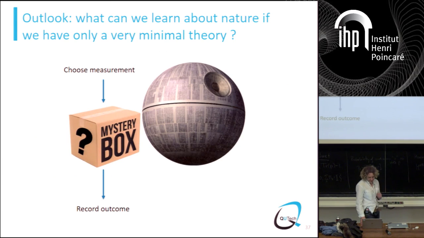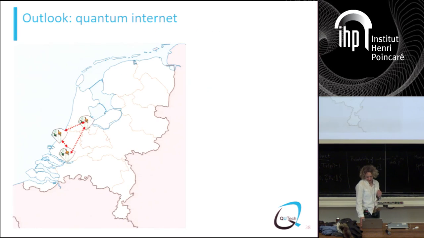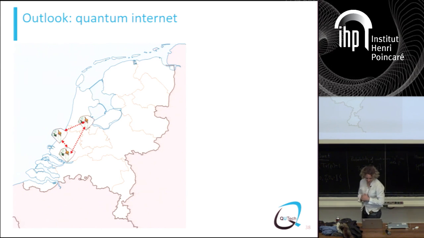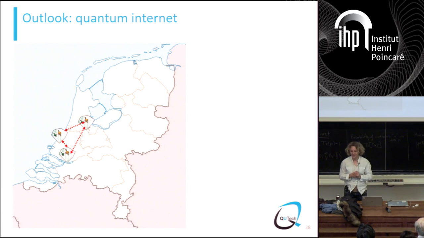Okay. One can extend the idea of device independence to make statements about nature if we don't completely trust quantum mechanics, going back to the earlier question, what we actually assume. If you're interested in the experimental things, we're currently working on doing this over larger distances to set up some quantum internet in the Netherlands.